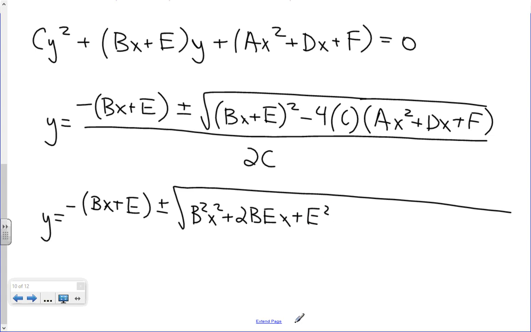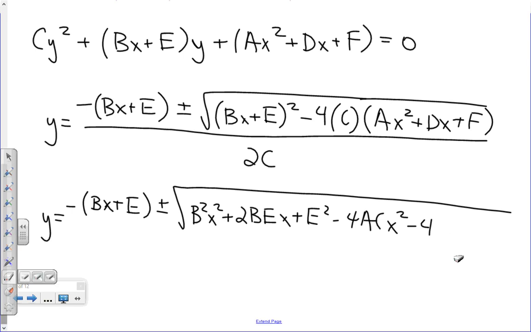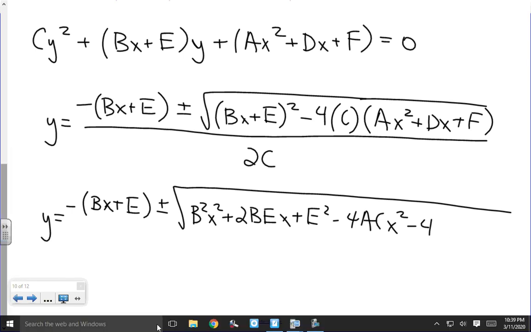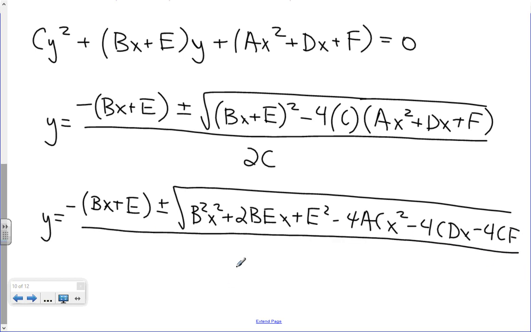That's that first term. Now let's distribute the minus 4c through the parentheses. You'd have a minus 4ac x squared. You'd have a minus 4dx, and then, oops, I have a c in there I need. Let me fix that. It should be a minus 4cdx. And then distributing the minus 4c through to the f, I'll have a minus 4cf. There we go. That is all divided by this 2c.